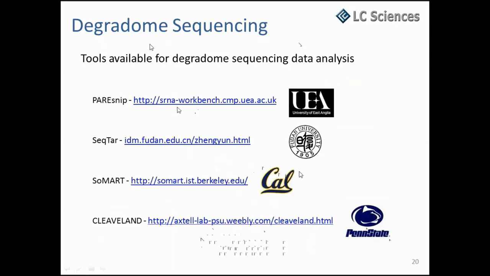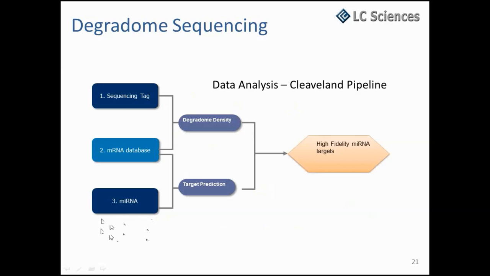So for degradome sequencing, we do have several tools available online. Several are listed here, and we currently use CleaveLand from PSU. First, after the degradome sequencing, we get the sequencing tags. That's the sequencing reads from the cleaved, degraded messenger RNA. Then, based on the messenger RNA database, we identify what these sequencing tags come from, and also what their copy numbers are. Then we know the degradome density.